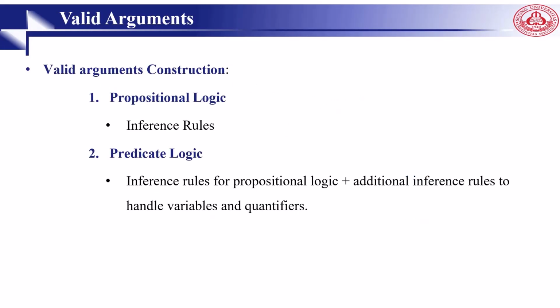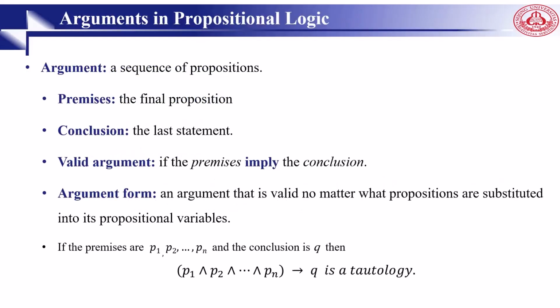As mentioned already, to construct valid arguments, we have to follow some rules. These rules can be inference rules under propositional logic, as you can see here, or we can go for predicate logic. In here, we have some main rules, namely modus ponens, hypothetical syllogism, disjunctive syllogism, addition, simplification, conjunction, and resolution. So we will study them one by one in this lecture.